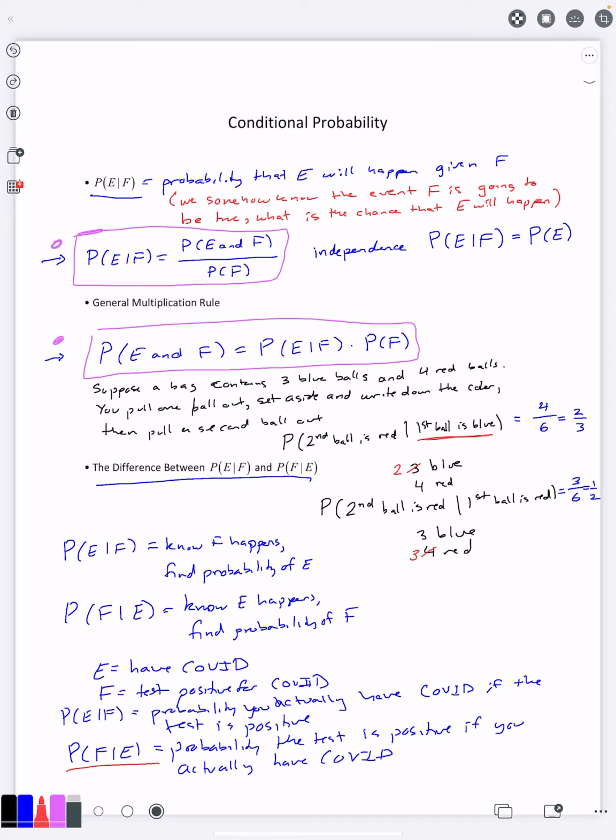On the other hand, if the probability of E given F, if this one was larger, that just means the test says you have COVID when you really don't. And that can definitely be an inconvenience if you're quarantining when you otherwise wouldn't have had to. But it's better for people to quarantine when they don't have to than for someone who has COVID to be going out thinking they don't need to quarantine.